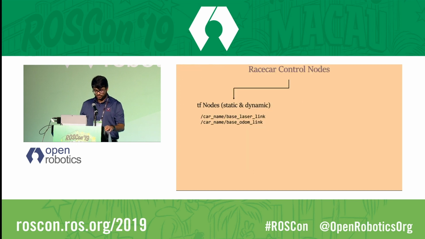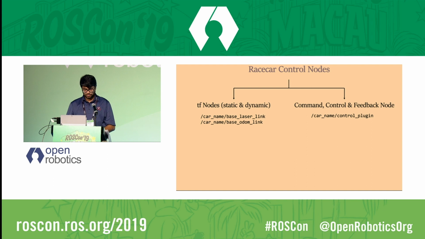To get the virtual F110 race car moving, we have created a control plugin node. This node is responsible for the static TF links between the car and its sensors, for example the base laser link, and a dynamic TF like the base odom link, necessary to keep track of the race car and make autonomous navigation possible. The control plugin also translates various navigation stack output to a format understandable by the race car.